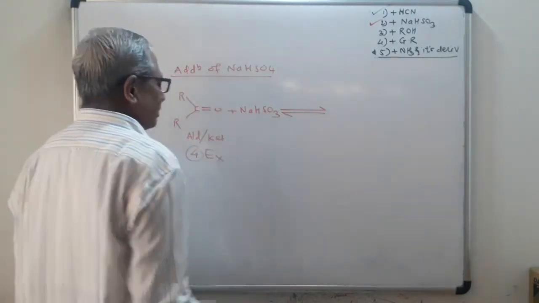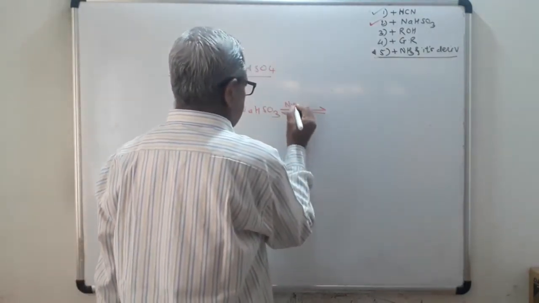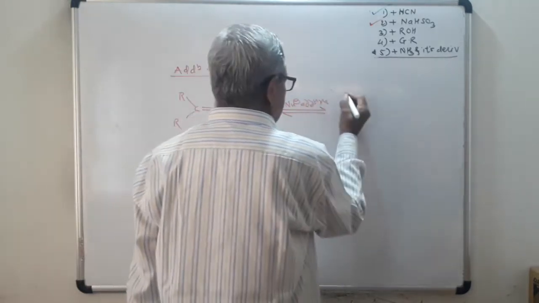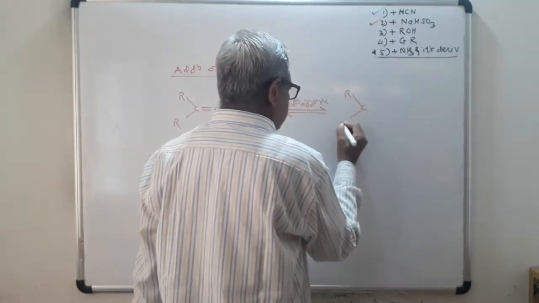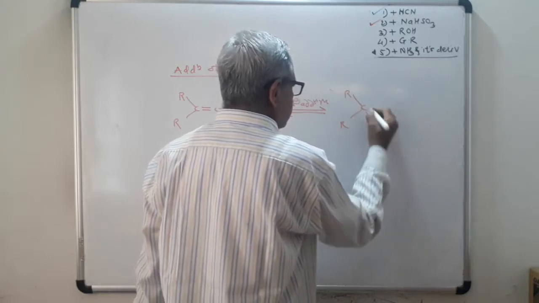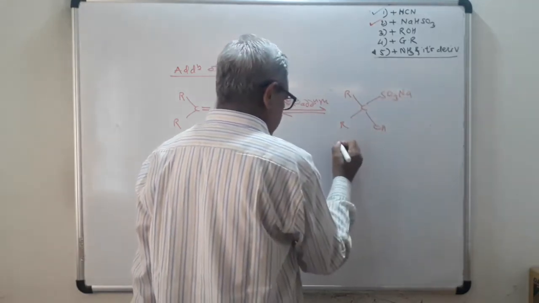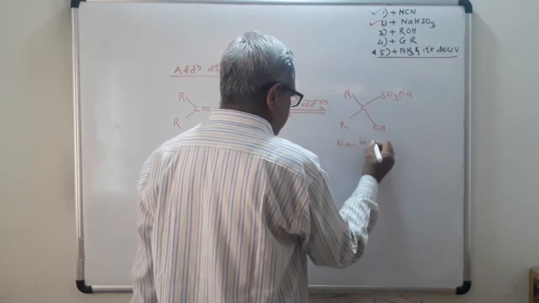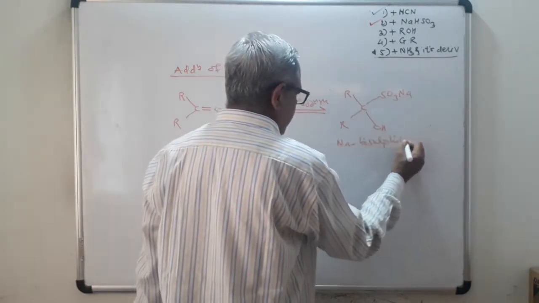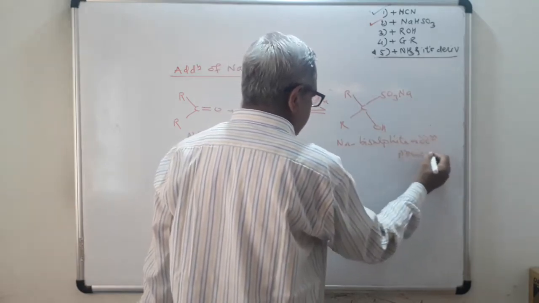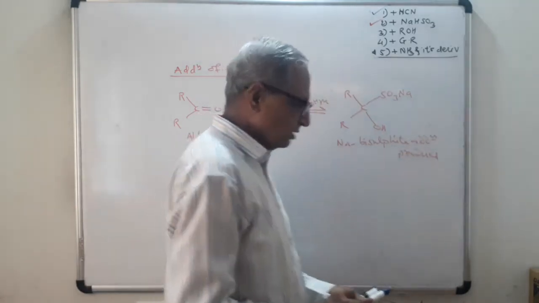It will undergo nucleophilic addition reaction. So you will get the product R-C(OH)-SO3Na. This is the sodium bisulfite addition product.